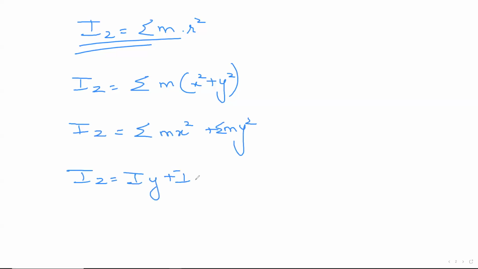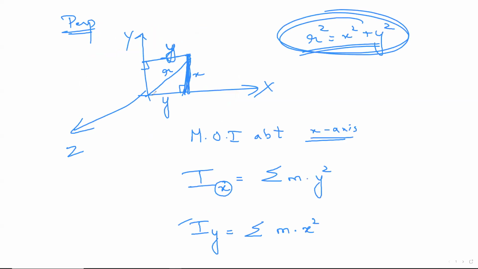This is Ix. Theorem done. I'll repeat. Very easy. You draw three axes, r, x, and y. So applying Pythagoras theorem, you get r square is equal to x square plus y square. Simple. MOI, moment of inertia about x-axis.